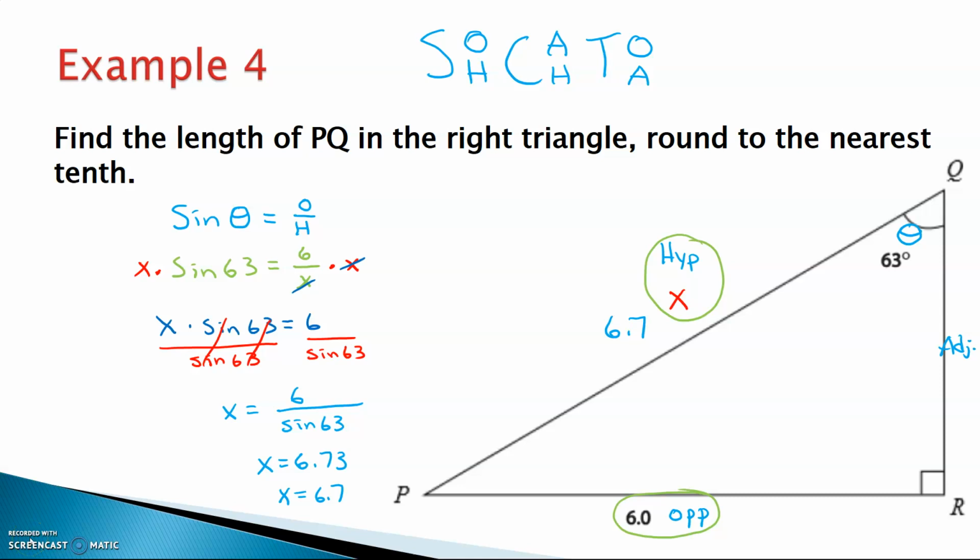All right, guys, sorry, I had to pause the video because it only lets me record for 15 minutes. So again, here's all my work that I did. At the end, I got X is equal to 6.7. And again, it makes sense. It's the longest side, the hypotenuse. It's larger than 6.0.